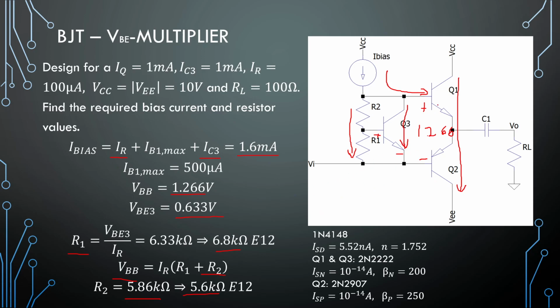Okay, so that is the basic VBE multiplier design. We are going to use this R1 and R2 and VBB value and bias current throughout the next couple of slides.